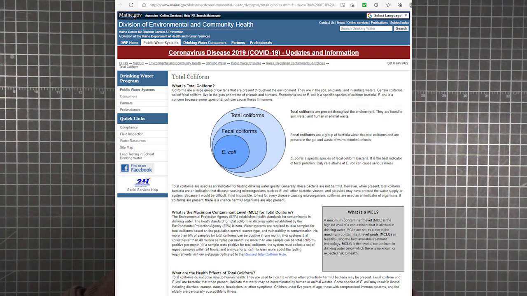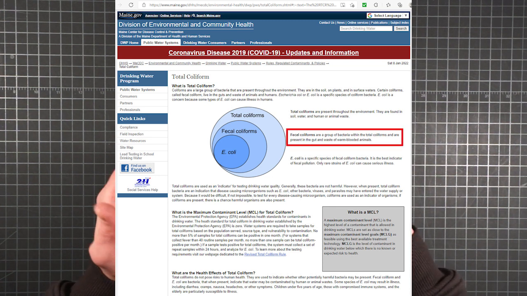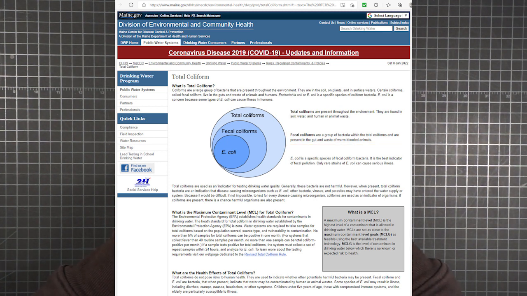And that subset lives in the guts and waste of humans and animals, and is called fecal coliforms. And when these are present, it indicates the water has been contaminated by feces. Well, not all fecal coliforms are harmful either. It's a subset of these that include the infamous E. coli. And further still, only some types of E. coli are harmful, like the strain O157:H7.